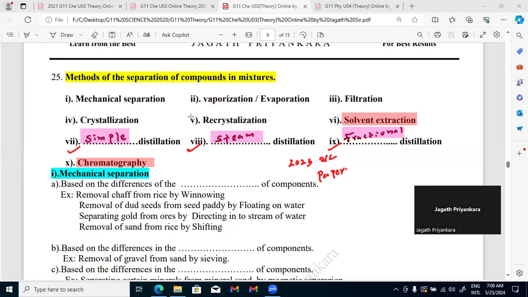Others are simple methods. Even we practice them in our day-to-day life. Mechanical separation means we mostly practice them in the kitchen. Filtration, we do, right? Coconut milk, we filter. After boiling something, we filter it. Or even when making a plain tea, after putting tea leaves into boiling water, we have to filter before making the plain tea. So we call it filtration. That depends on the particle size.